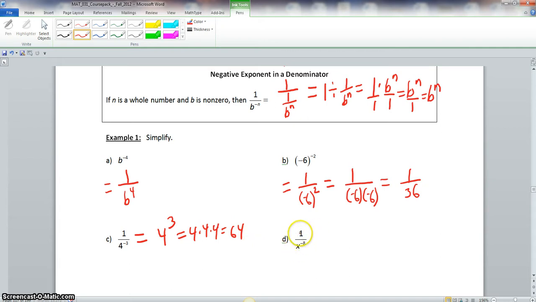Now we look here at D. We have 1 over x to the negative 8. Now it's the same thing here. This x to the negative 8 would just become x to the positive 8. Well, I'm sorry, the 1 over x to the negative 8 would just become x to the positive 8th power.